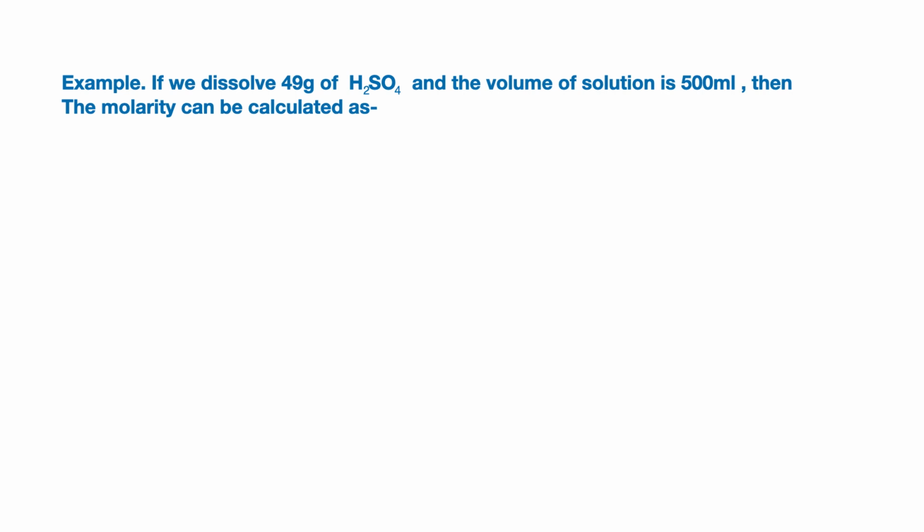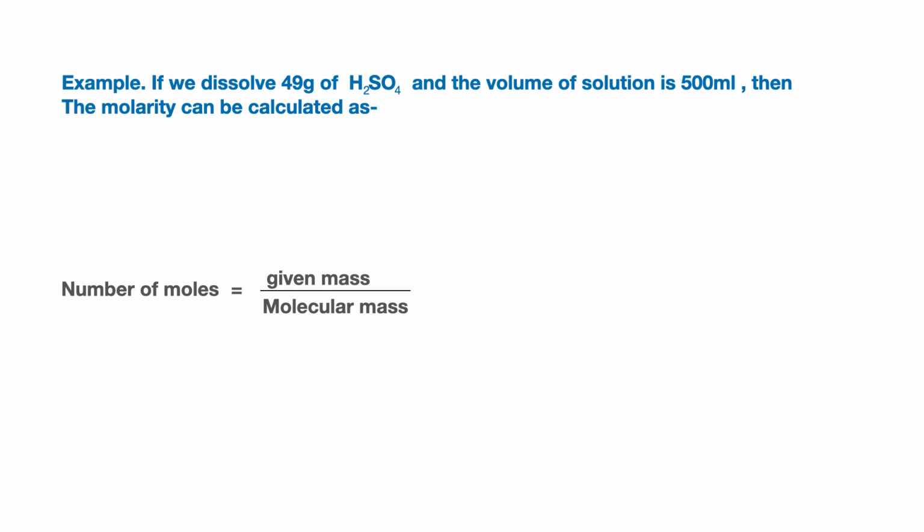We can take an example to explain it. Suppose we are taking 49 grams of sulfuric acid and we are dissolving it in 500 ml of solution. Then if you want to calculate the molarity, first of all we will have to calculate the number of moles, which can be calculated by the formula given mass upon molecular mass. The given mass is already there, 49 grams. So we will have to calculate now the molecular mass of sulfuric acid.